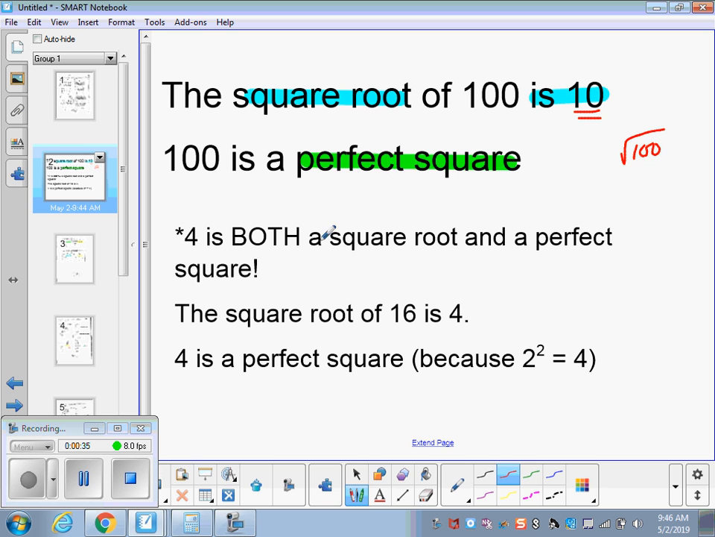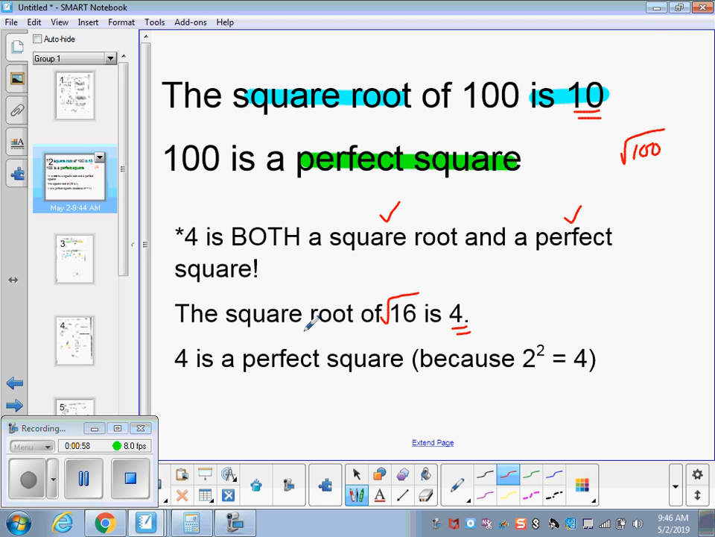4 is both a square root and a perfect square, and here's why. If we take the square root of 16, the answer is 4. So 4 is a square root of 16. It's also a perfect square because if you do 2 times 2, you will get 4. So 4 happens to be both of these types of numbers, all right?